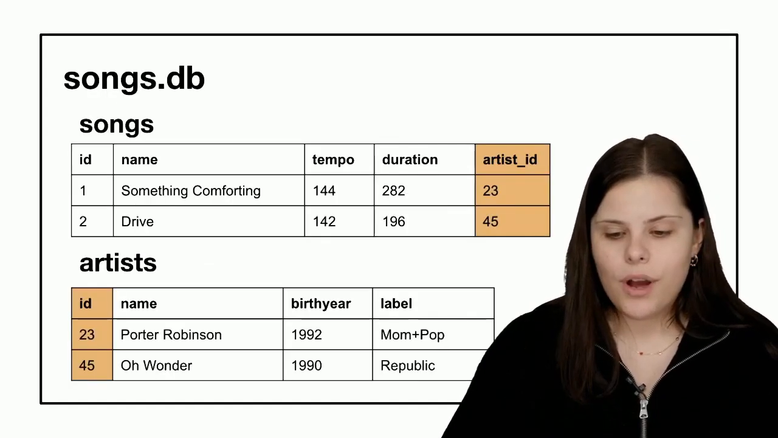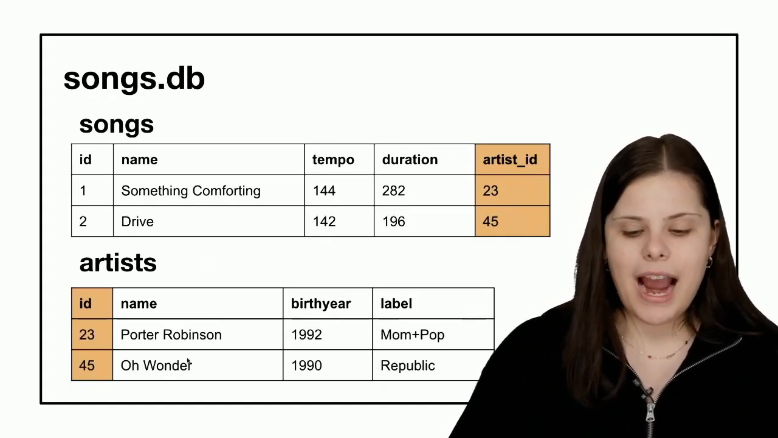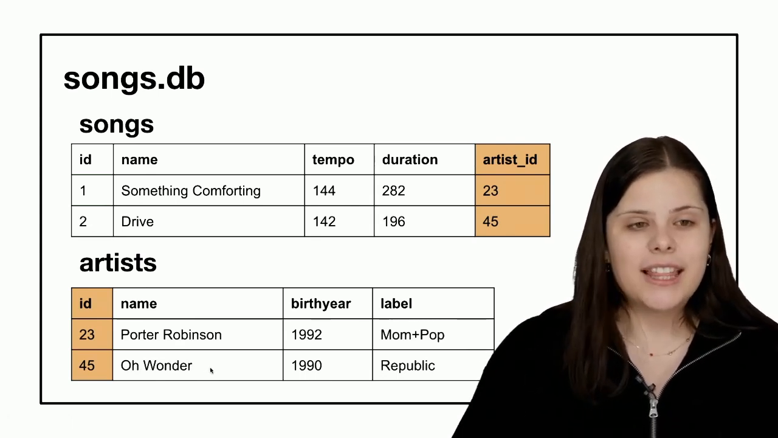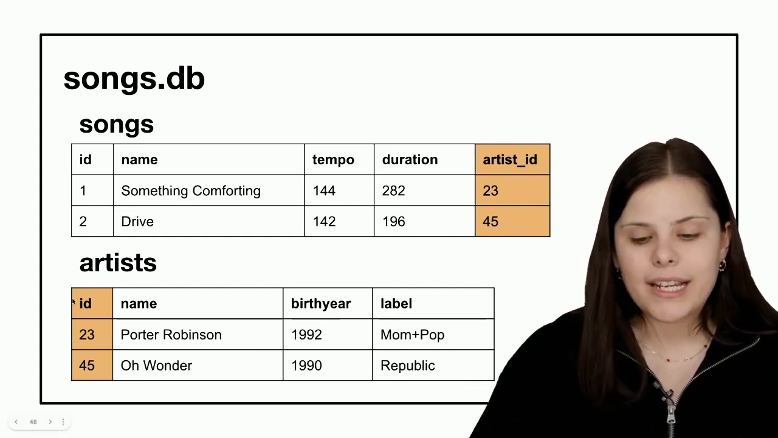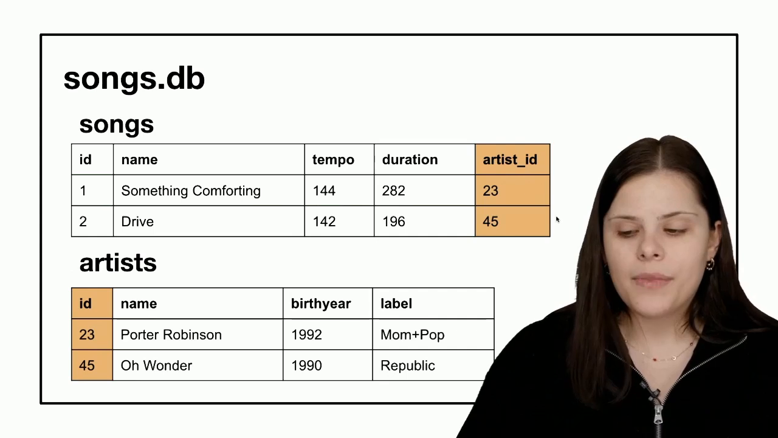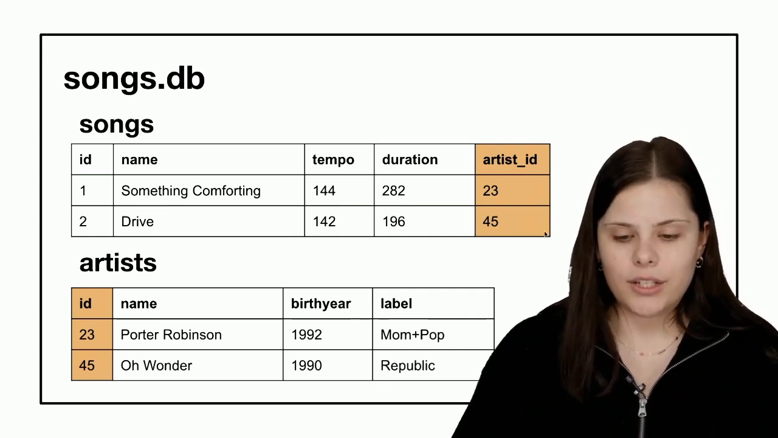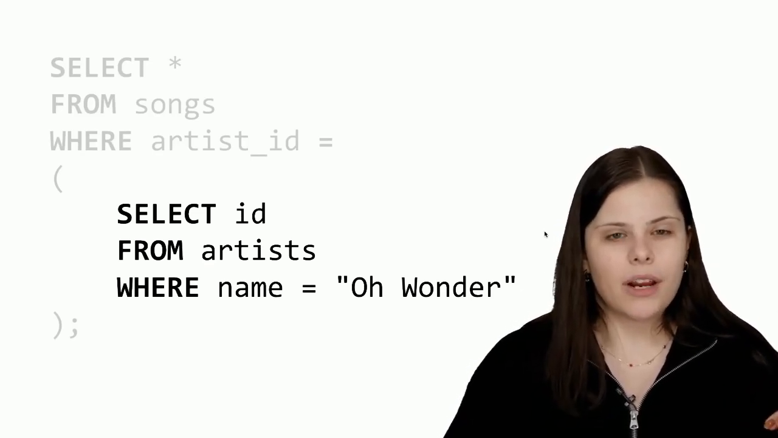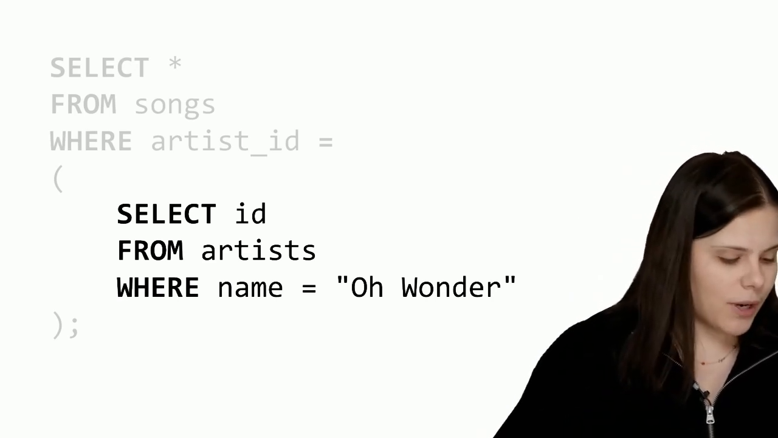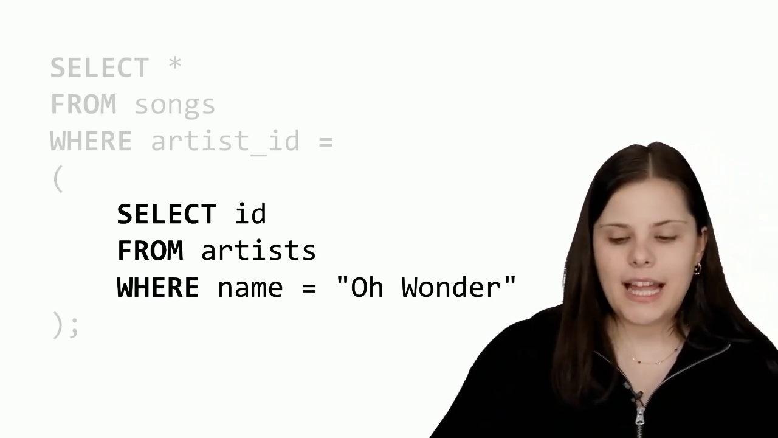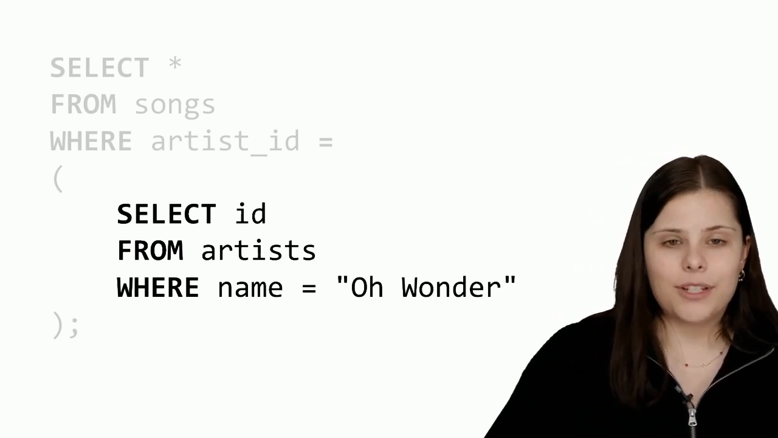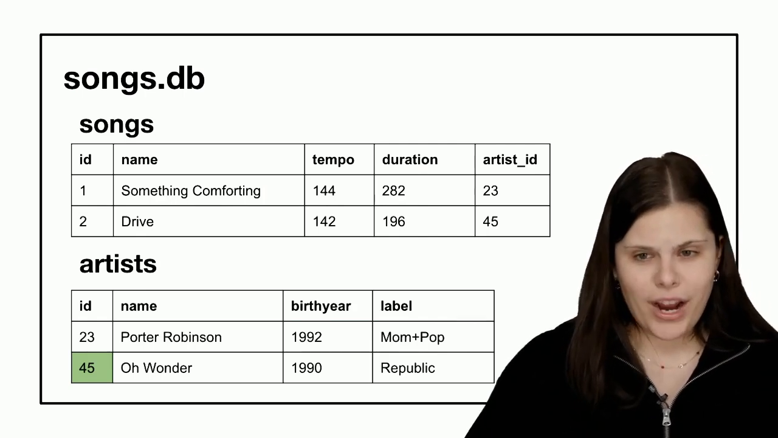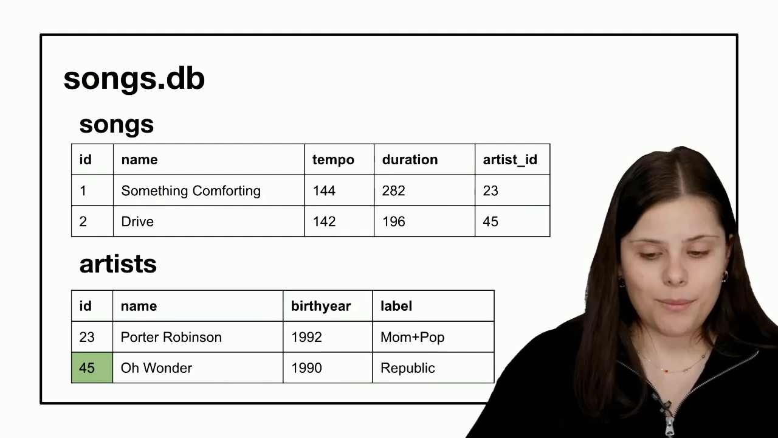The first thing I want to make sure I have is the ID of O Wonder, because that is my connection. That is where I will trace, sort of with an arrow, where I'd like to go in songs. So you almost want to consider the innermost query first, because that is where we begin. If I'm selecting ID from artist where name is O Wonder, I will get 45 back, just that one specific number.